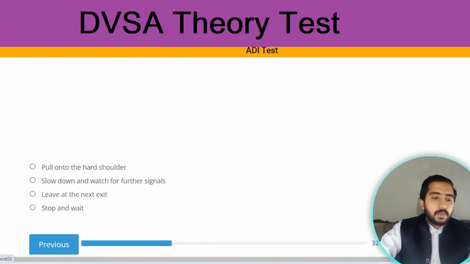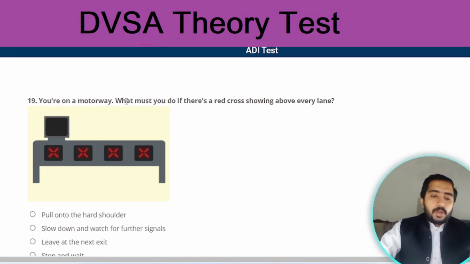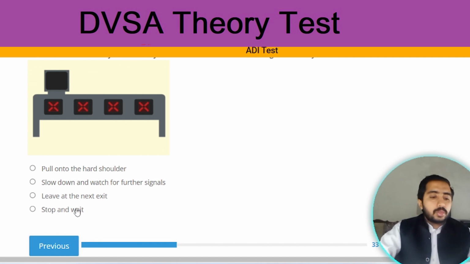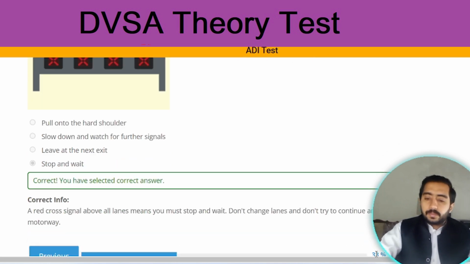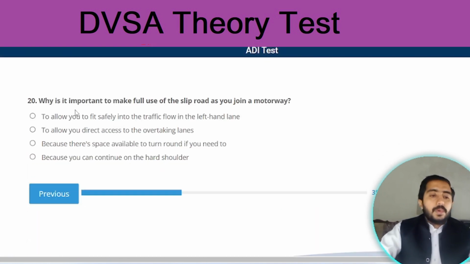Next one. You are on a motorway. What must you do if there is a red cross showing above every lane? If it's displaying the red cross sign above every lane, then you need to stop and wait. Option D. Next one. Why is it important to make full use of the slip road as you join the motorway? Because it allows you to fit safely into the traffic flow in the left hand lane. Option A is the correct one.